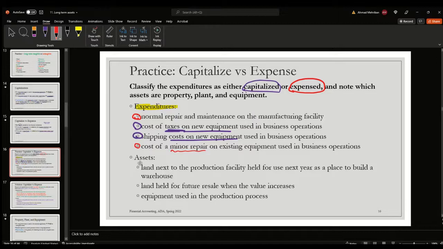And lastly, we're looking at the assets, and we need to note which are property, plant, and equipment. In our list, the first one is land next to the production facility, held for use next year as a place to build a warehouse. So this is property, plant, and equipment. Land held for future resale when the value increases is not property, plant, and equipment. It will probably be an investment. Equipment used in the production process is going to be property, plant, and equipment.